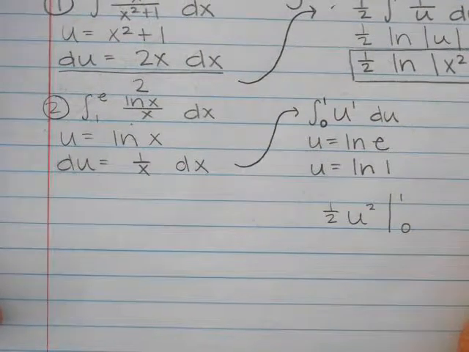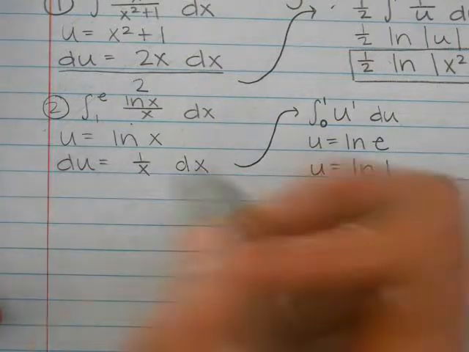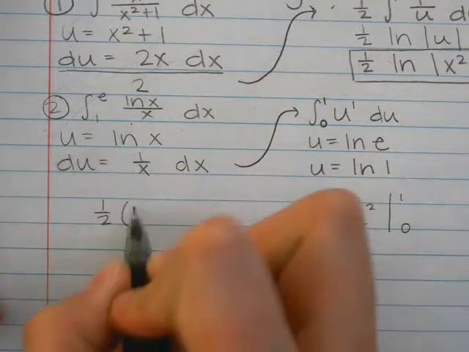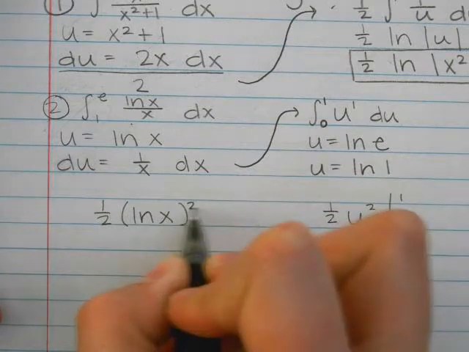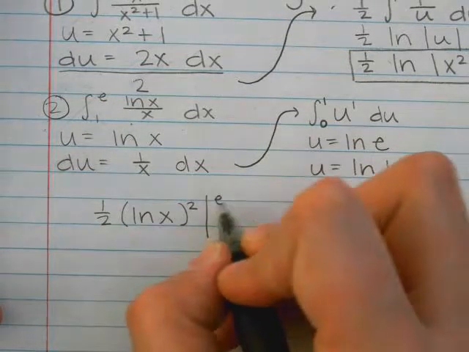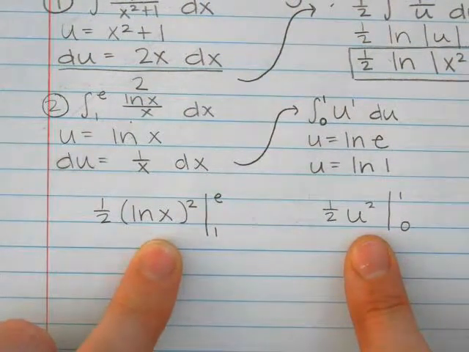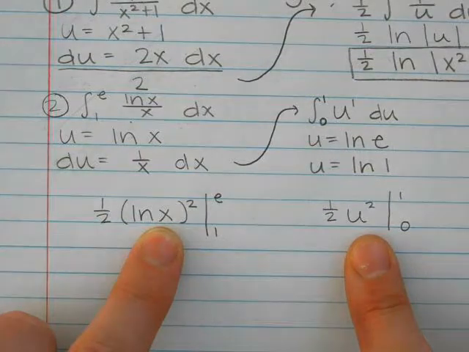If I go back and I replace the U with what I know that U stands for, then I would have 1/2 of ln x to the second power, and since this one's in terms of x, I could evaluate this from e to 1. These two things are the same. They're identical. You should get the same answer regardless of how you do it.